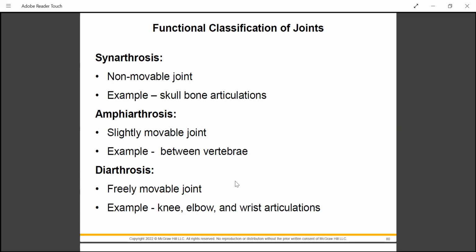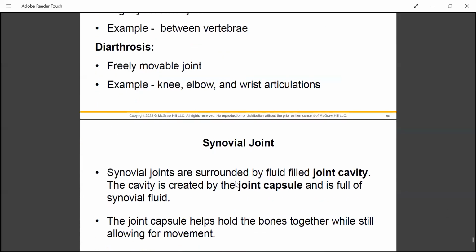And then finally, our diarthroses. These are our freely movable joints. These make up the large majority of joints in the body. These are our synovial joints. So our knee, our elbow, our hip, our shoulder, all of these are diarthroses, our freely movable joints.